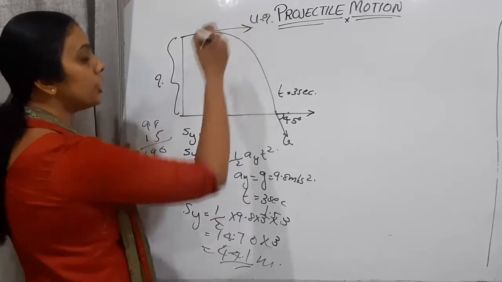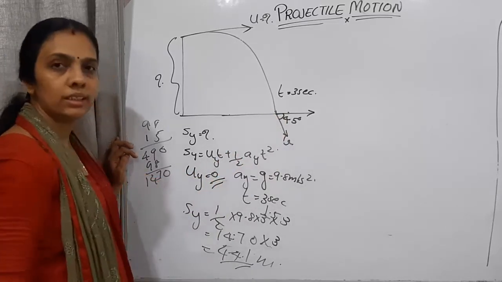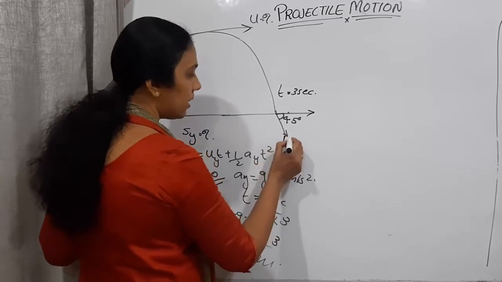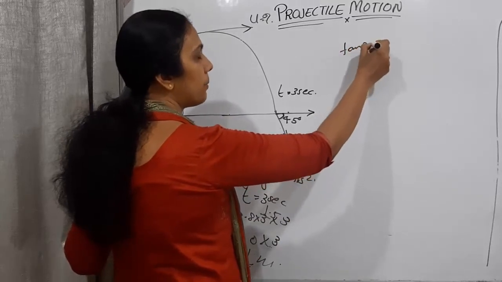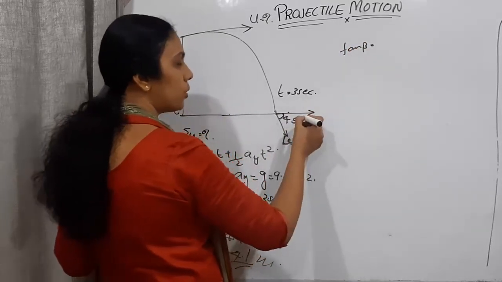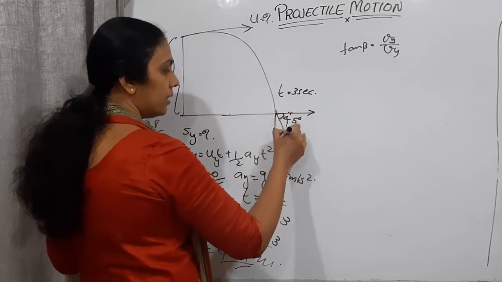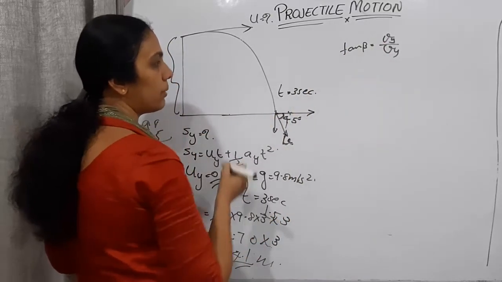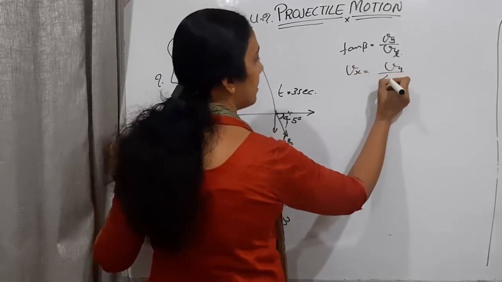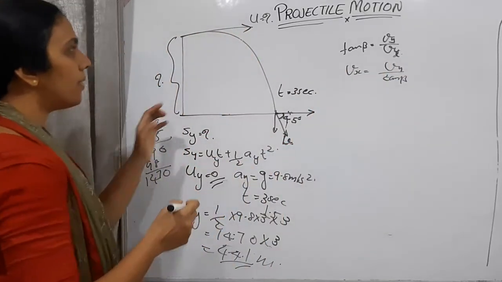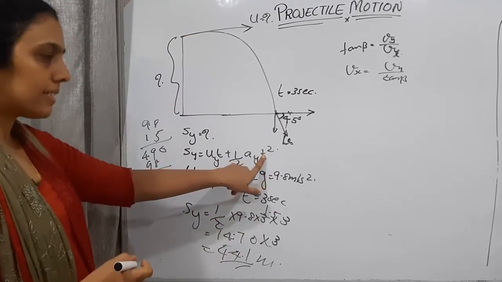Now we need to find out the initial velocity. How can we find it? Do we know the final velocity? The final velocity we don't know, right? But the angle it makes, 45 degree, that we know. So tan beta will be equal to Vy by Vx, opposite side divided by adjacent side. So we can find Vx as Vy by tan beta. For that we don't know Vy also. We can find out Vy because T is there, T is 3 seconds.